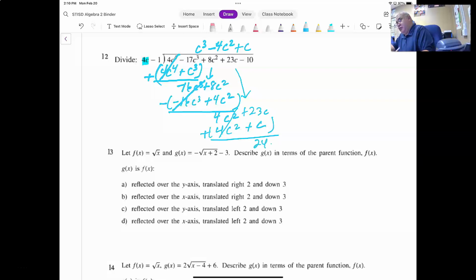So it's 24c minus 10. So you're going to multiply by 6. 6 times 4c gives you 24c. 6 times negative 1 gives you negative 6. You subtract. So it's negative 4. Your remainder is negative 4.